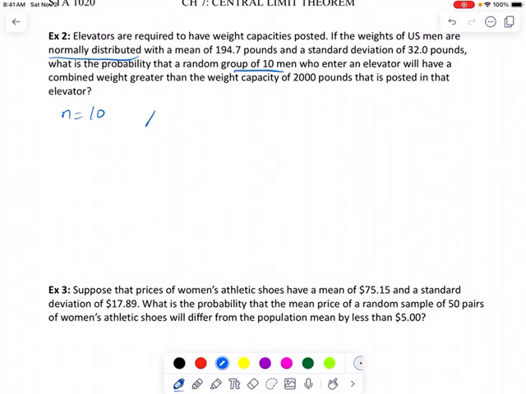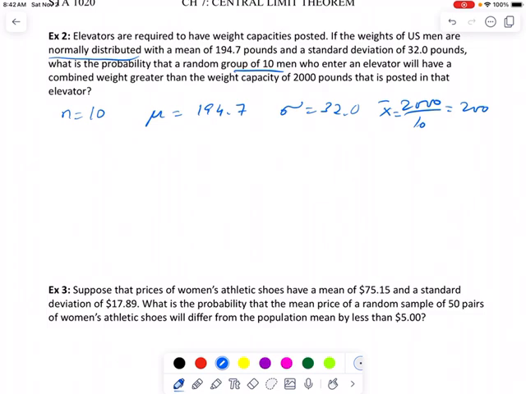mu is 194.7, sigma is 32.0, and x. So what is x? Is x 2000? No, it cannot be, right? Because that is the weight of 10 men. That is the total weight of all 10 men added together. So how do we find the average weight of a man? We divide the 2000 by 10 and we get 200. So this is our X bar.